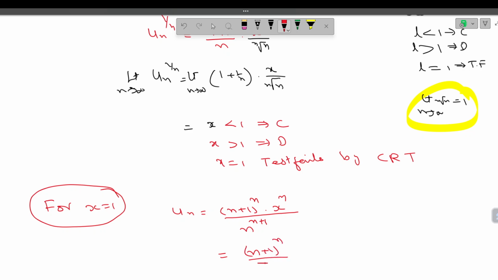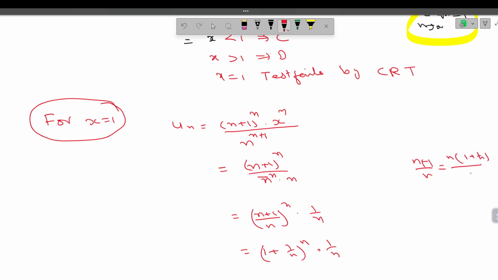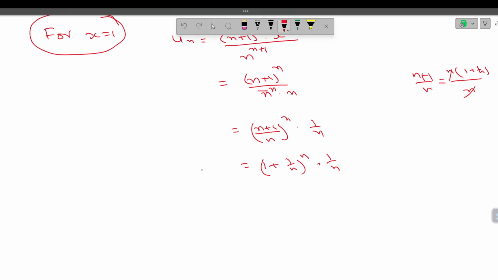So (n plus 1) whole to the power of n into n to the power of n into n. What we are doing: (n plus 1) by n whole to the power of n common, 1 by n also. If you take n common, it will become (1 plus 1 by n) whole to the power of n. n common and cancelled. If you take n common from the numerator, 1 plus 1 by n, and in the denominator n is there, this gets cancelled. So 1 plus 1 by n. Now u_n equals this thing.